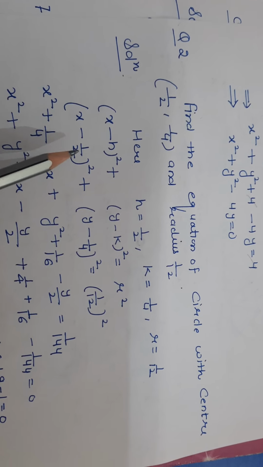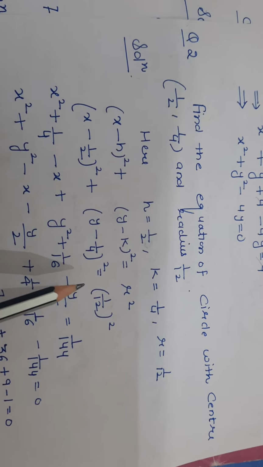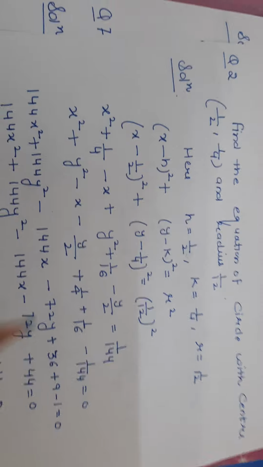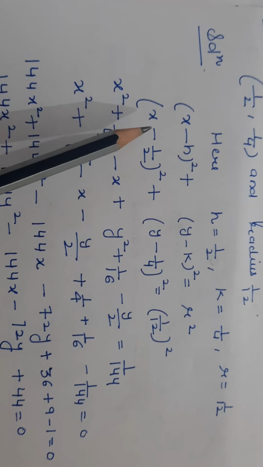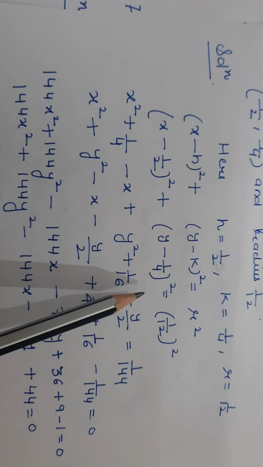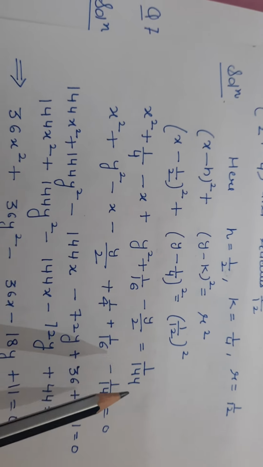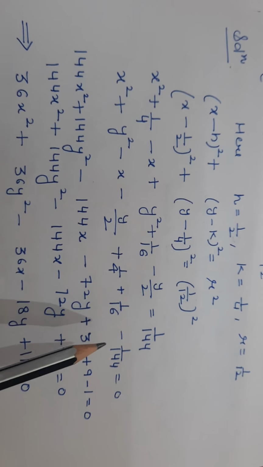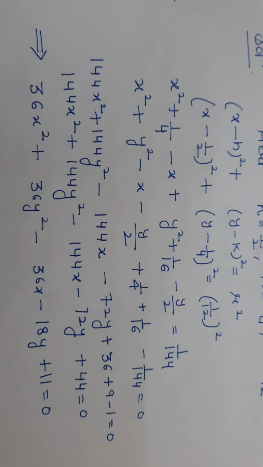So you will have (x − 1/2)² + (y − 1/4)² = (1/12)². Expand your squares and simplify your answer. You will have x² + 1/4 − 2·x·(1/2), which will be minus x. Same here, y² + 1/16 − y/2 = 1/144. Shift all the constants to the left-hand side and then take the LCM. The LCM will be 144. Simplify your answer.